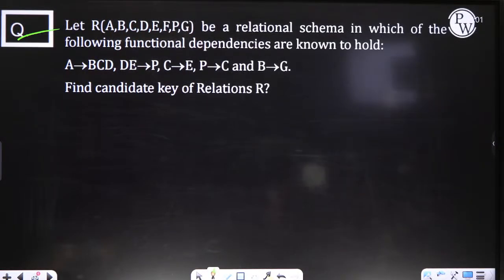And now Sudeep, this candidate key, can everyone please check it? Maybe you are correct, maybe wrong, but you have to be confident in your answer, bacha. That is the main key.